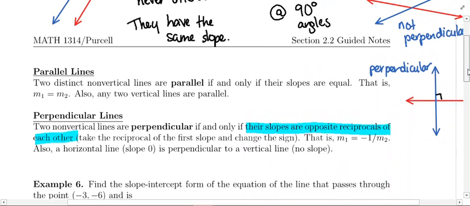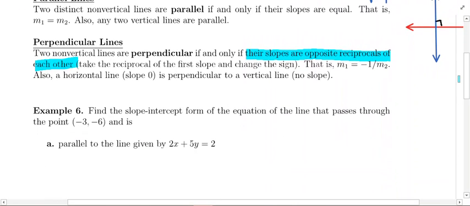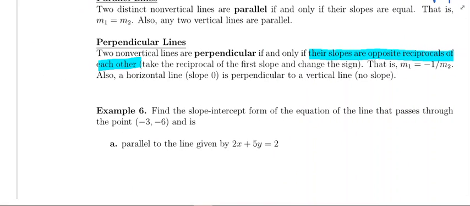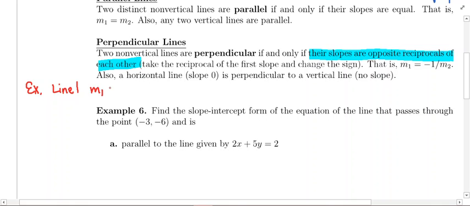All right, so let me see here. I'm kind of running out of room here. So let me do a couple of simple numerical examples. Say we have line 1, and let's say its slope is 2/5.